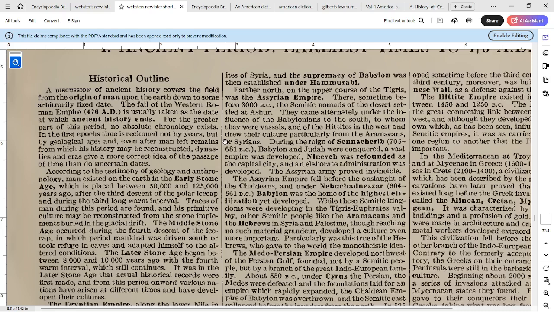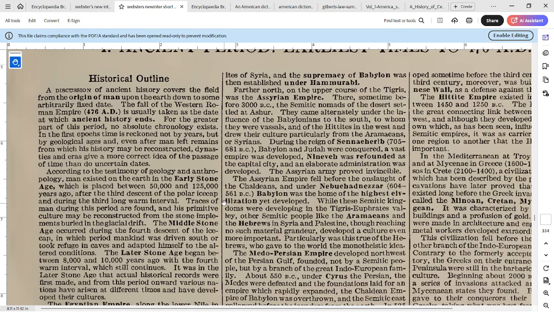During the reign of Sennacherib, 705 to 681 BC, Babylon and Judah were conquered. A vast empire was developed. Nineveh was refounded as the capital city and an elaborate administration was developed. The Assyrian army proved invincible. The Assyrian Empire fell before the onslaught of the Chaldeans, and under Nebuchadnezzar, 604 to 561 BC, Babylon was the home of the highest civilization yet developed.